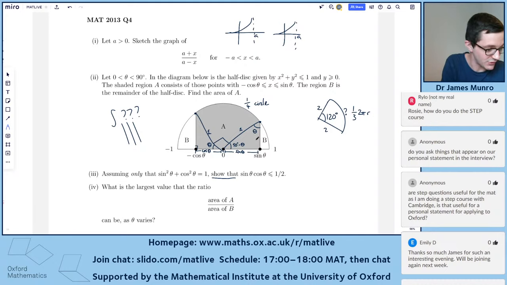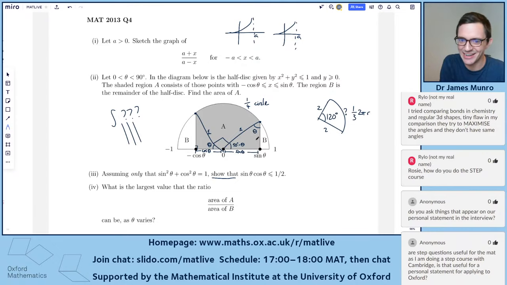Maximizing angles. Yeah, solid 3D angles. Oh, 3D angles are really tricky. Good, right. They're not sort of related to angles. We were talking about angles. Maybe not.